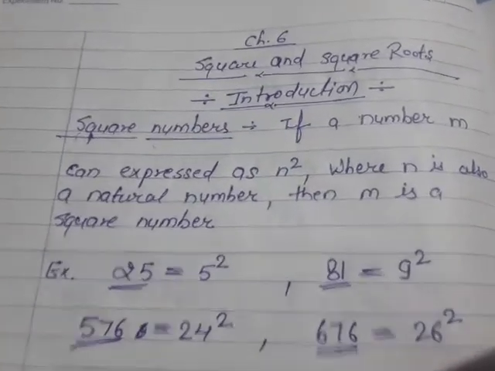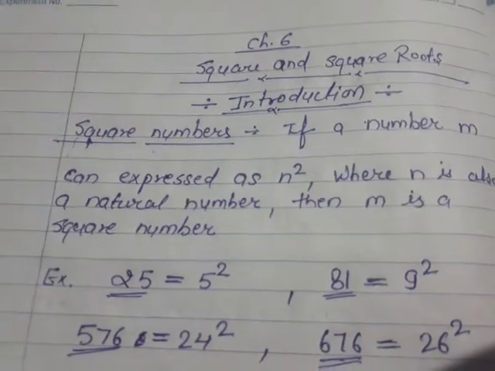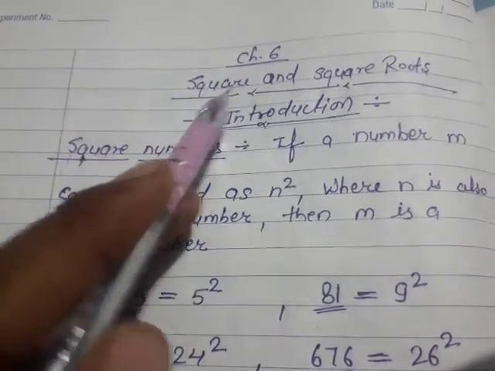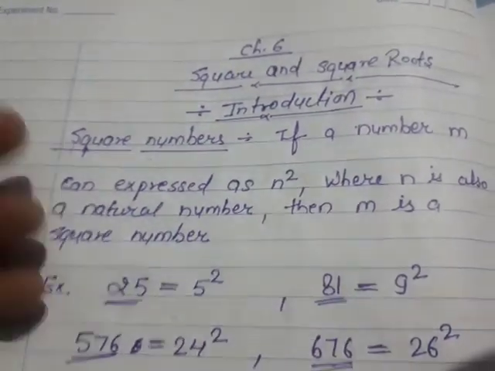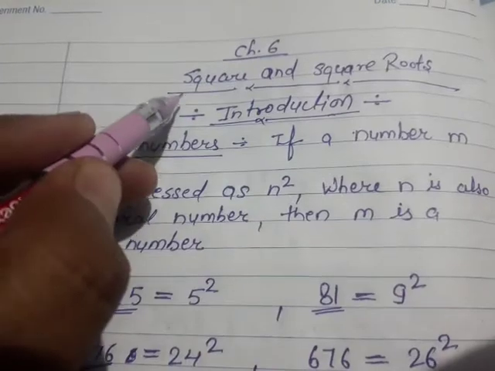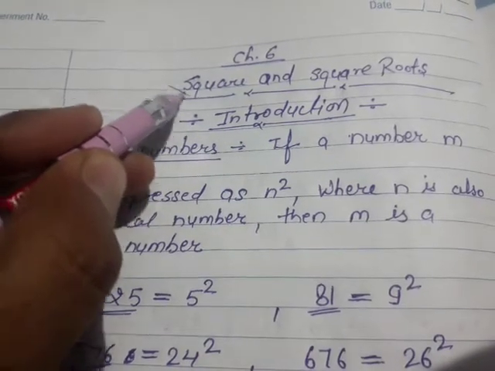Hello everyone. Today we are going to study chapter 6, squares and square roots. First, we discuss what a square is. Square numbers.